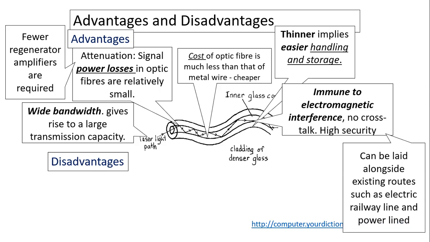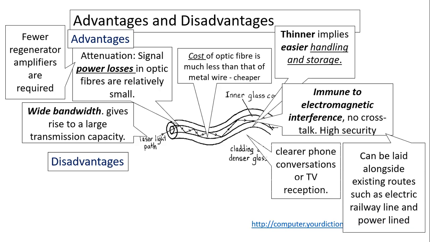And then you can lay alongside existing routes such as electric. I can lay on railway line. Railway line will make noise, but it cannot enter. The fiber itself is made of glass, so it doesn't enter the fiber. If it's copper wire, it will enter the copper wire, but this one, it won't enter. That's what it means by immune to electromagnetic interference. Clearer phone conversation or TV reception. That's why you can enjoy your TV clearer.